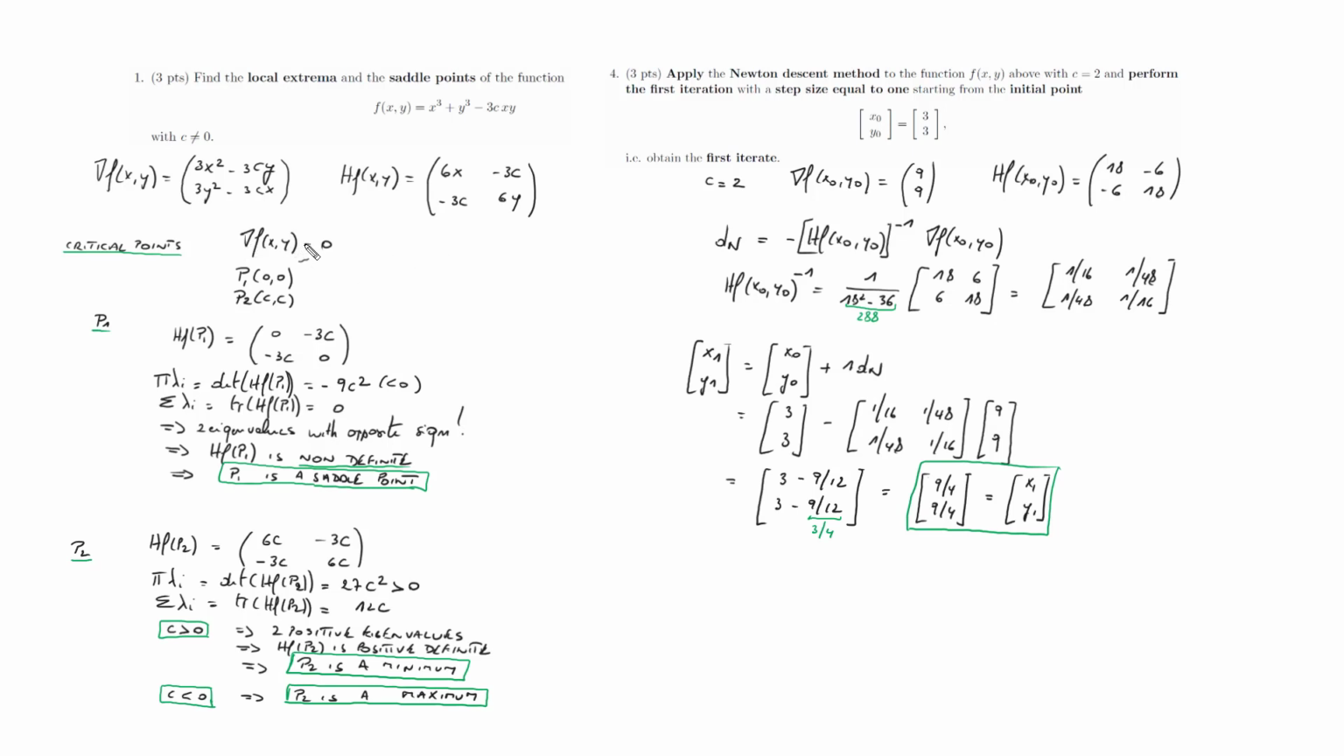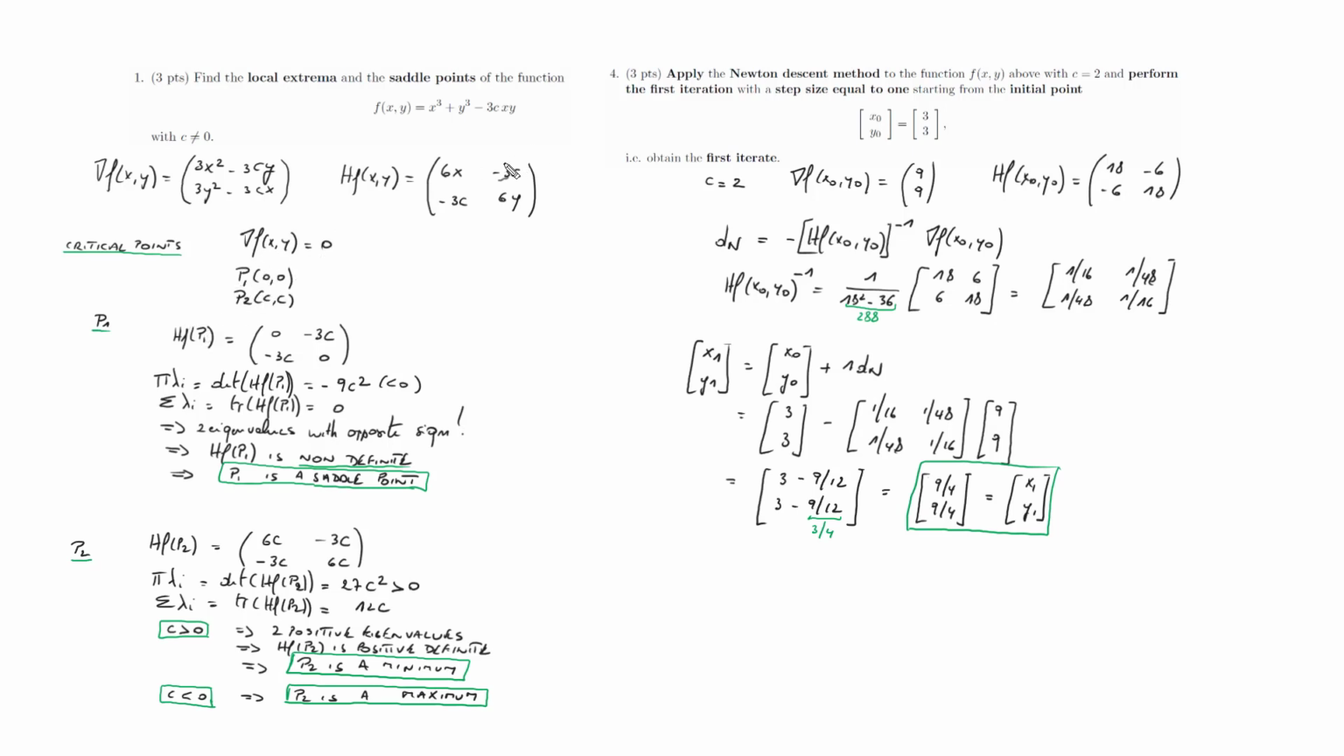And the critical points are the values of x and y that make the gradient 0. And you can easily see that x and y both 0 will give a 0 gradient. But this is also the case if you plug in x is equal to c and y is equal to c. So we have our two candidates, right? And now we have to plug these values in the Hessian and decide whether we have a saddle point, a minimum, or a maximum. So let us start with the first point over here, which is the origin.